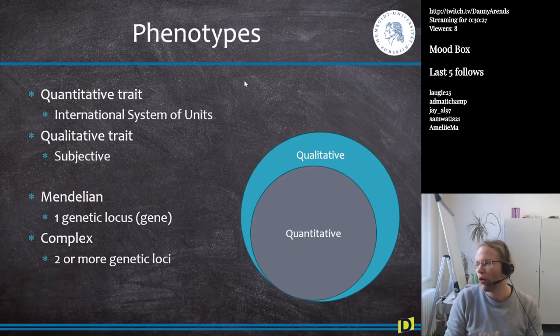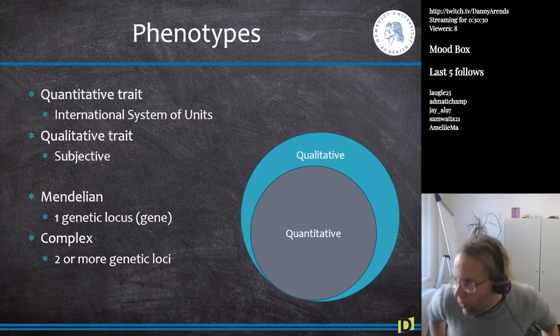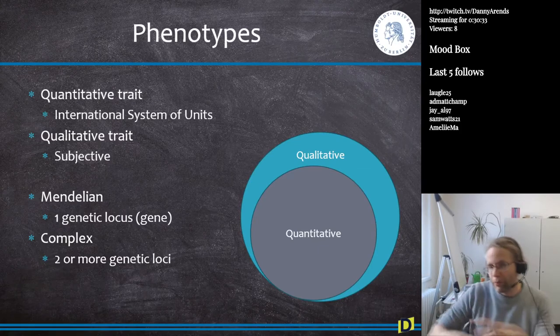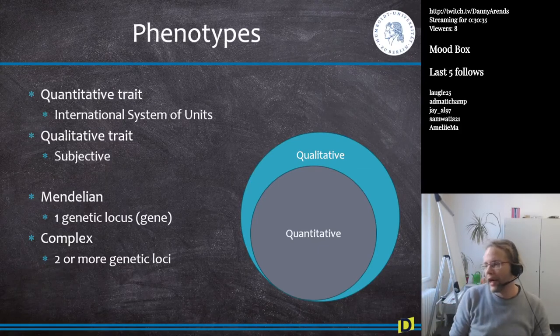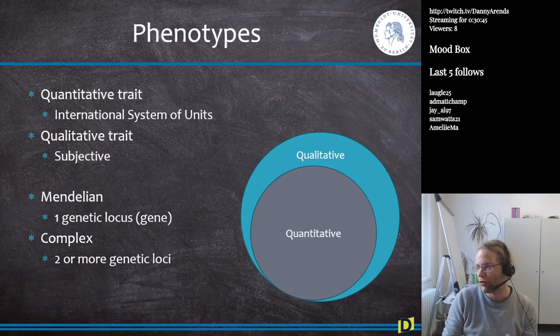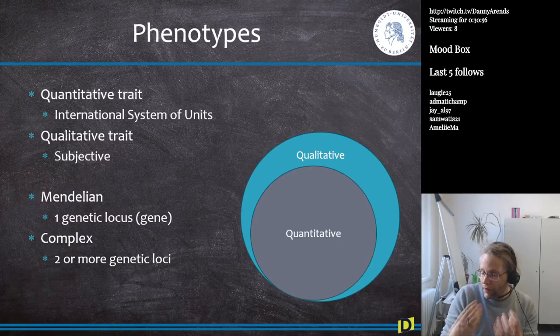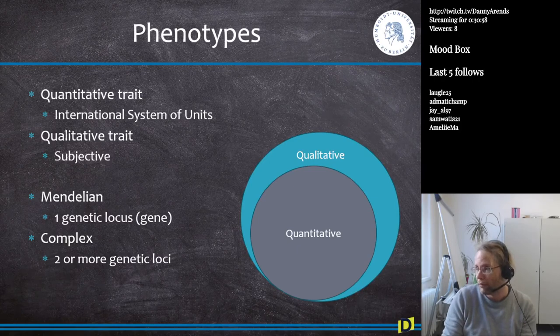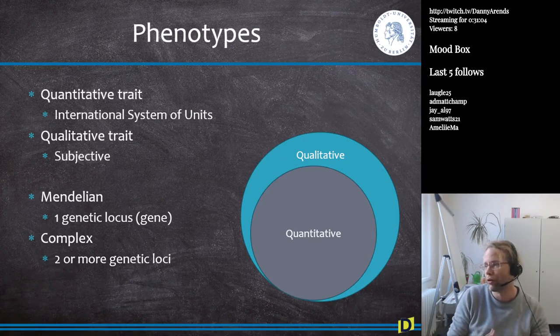So if I think about quantitative and qualitative traits, then of course all of the traits in the world, the big circle, everything can be given a quality score, right? Because you can have an opinion on anything, even if you can't measure it. So the qualitative traits are much bigger than the quantitative traits. There are more qualitative traits than quantitative traits, because everything that you can measure with SI units, you could also define in a qualitative way, right? So the quantitative traits are a subset of all qualitative traits which are out there.